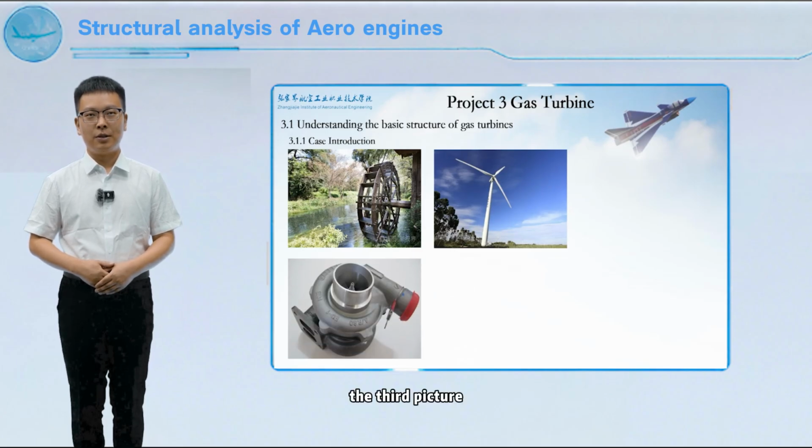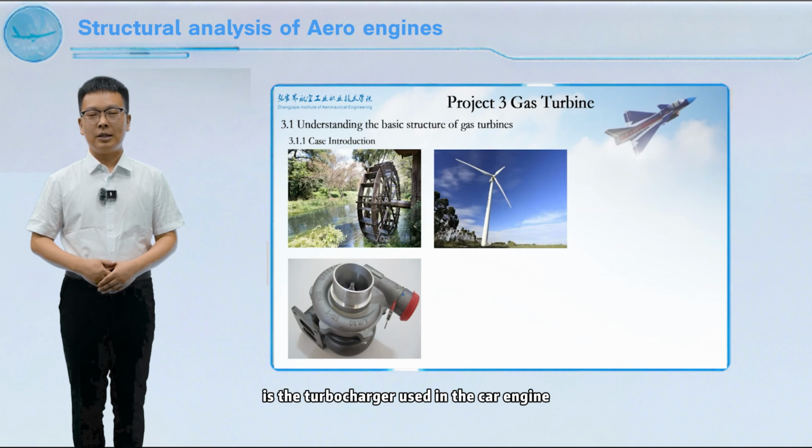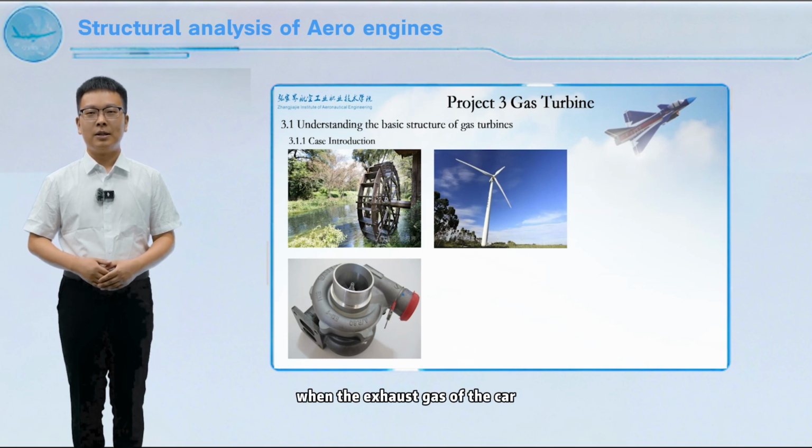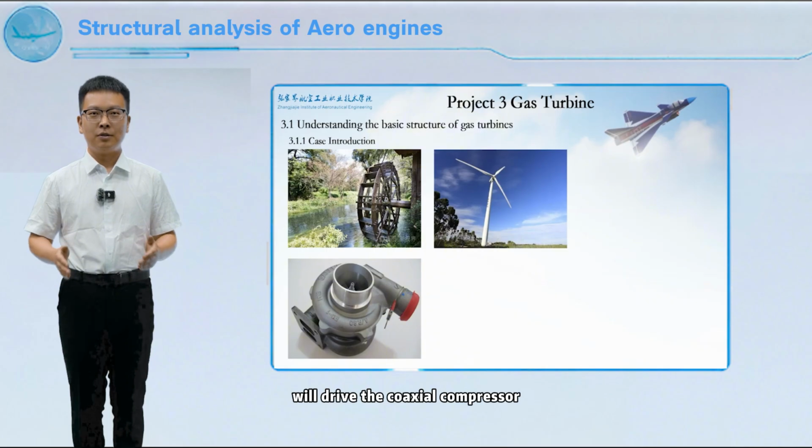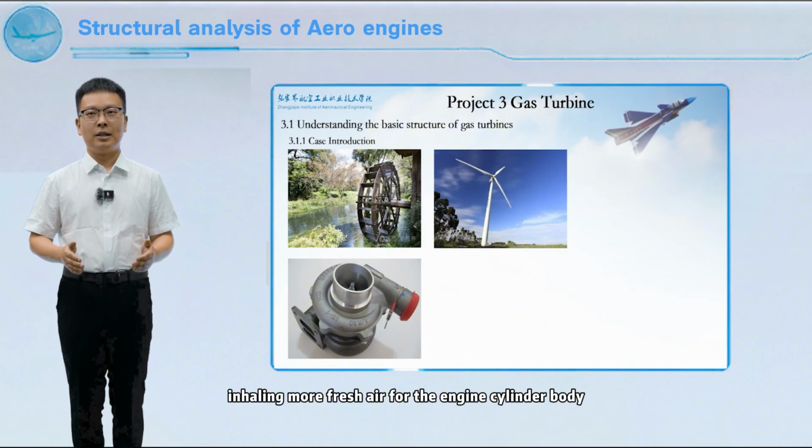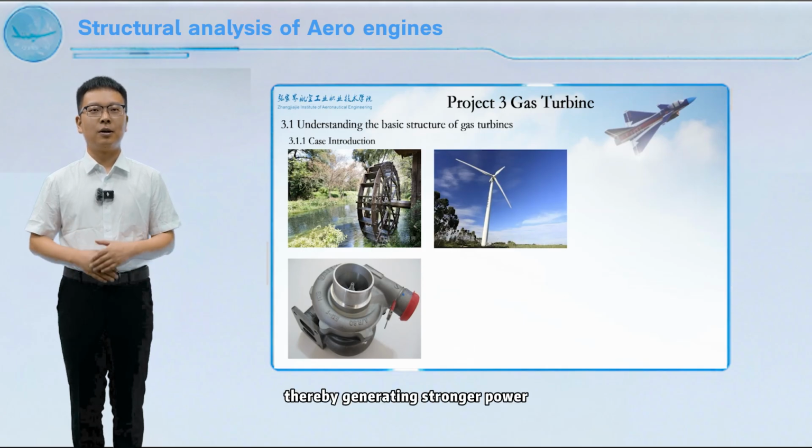The third picture is the turbocharger used in the car engine. When the exhaust gas of the car flows through the radial turbine, the exhaust gas will impact the turbine blades to rotate. The rotation of the turbine will drive the coaxial compressor to rotate, inhaling more fresh air for the engine cylinder body, thereby generating stronger power.